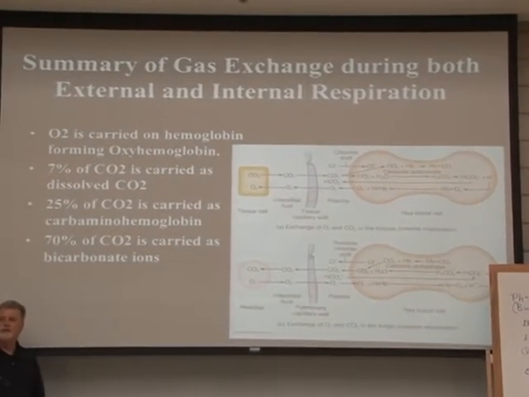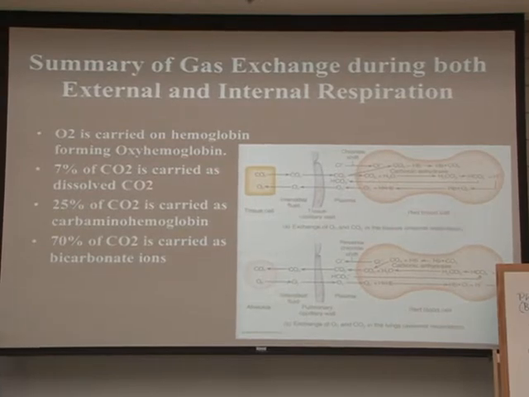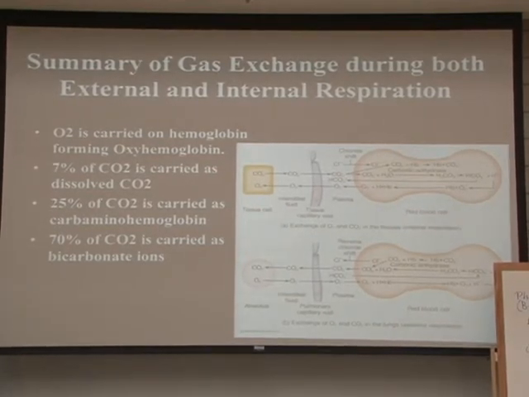So what we do in our tissues actually really helps maintain blood pH in our bodies, because we free oxygen off of hemoglobin. It will attract hydrogen ions, and we make bicarbonate, which are both very important to that process.